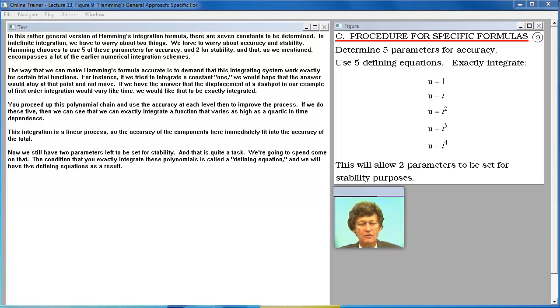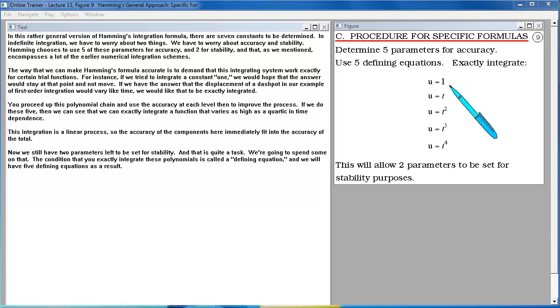In this rather general version of Hamming's integration formula, there are 7 constants to be determined. In indefinite integration, we have to worry about 2 things. We have to worry about accuracy and stability. Hamming chooses to use 5 of these parameters for accuracy and 2 for stability. And that, as we've mentioned, encompasses a lot of the earlier numerical integration schemes.